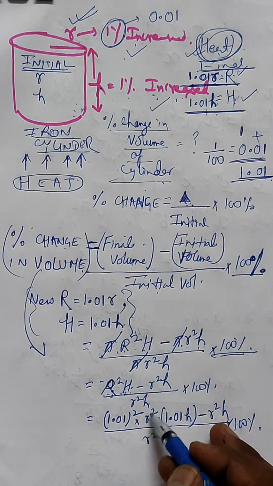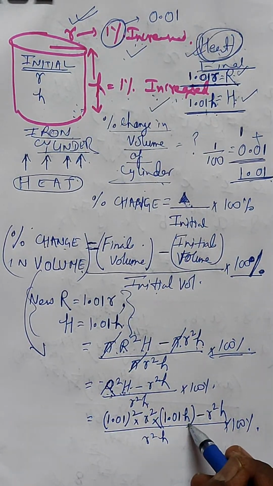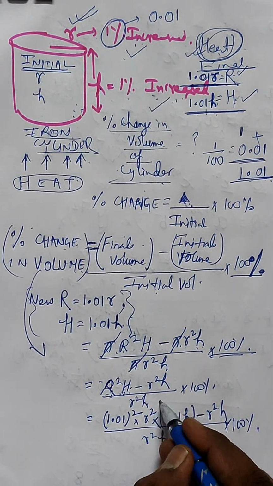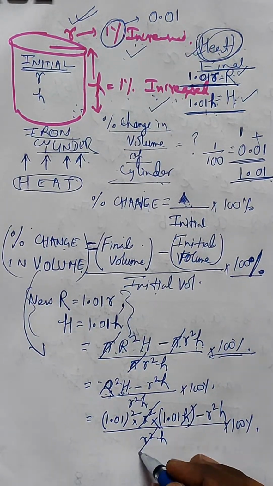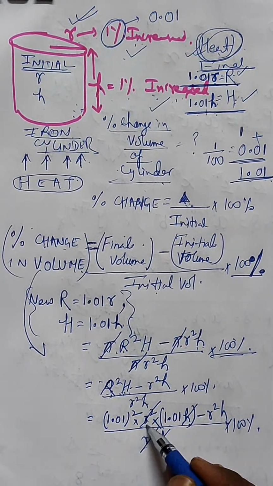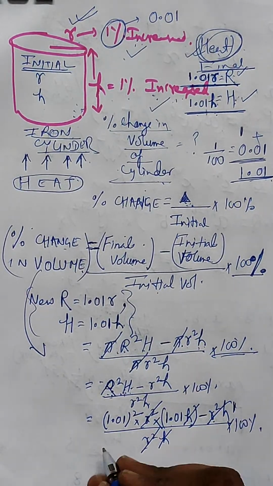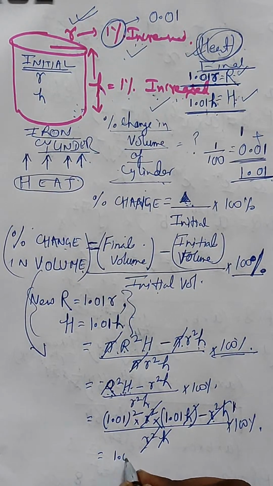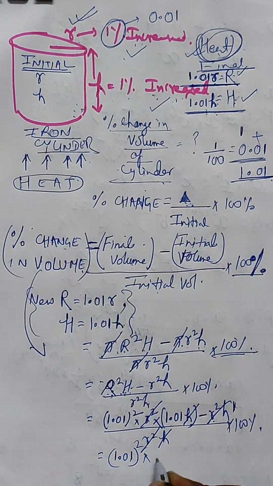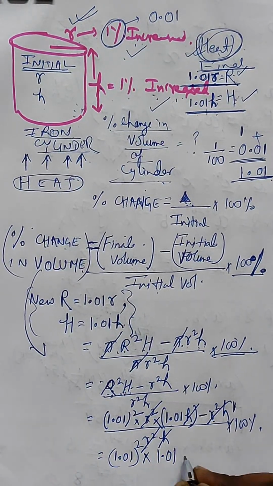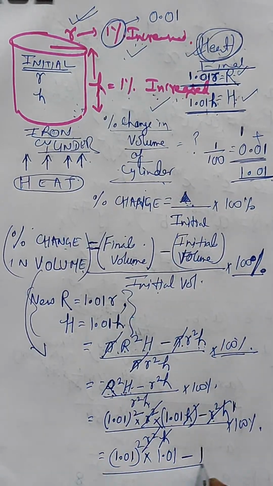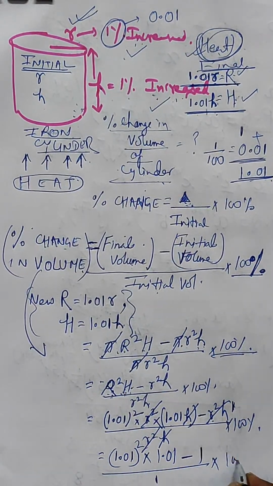Now, here you can see r square h is coming into the first term of the numerator. Take it as common and cancel it out from the denominator. The same r square h is there here, so it will also be cancelled out. So we are left with (1.01 square into 1.01 minus 1) by 1 into 100%.